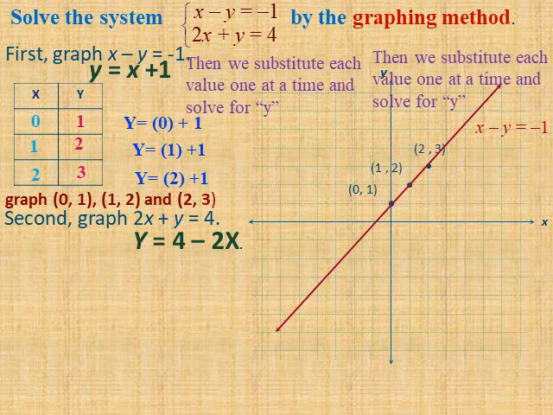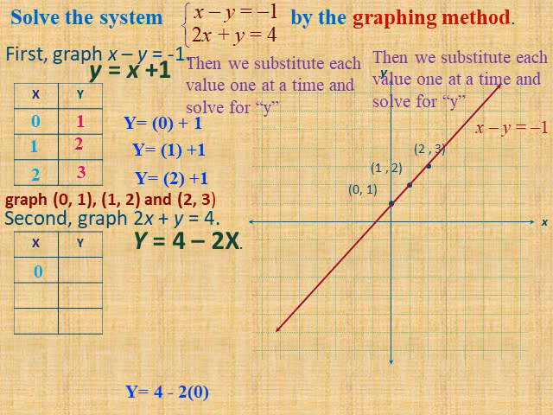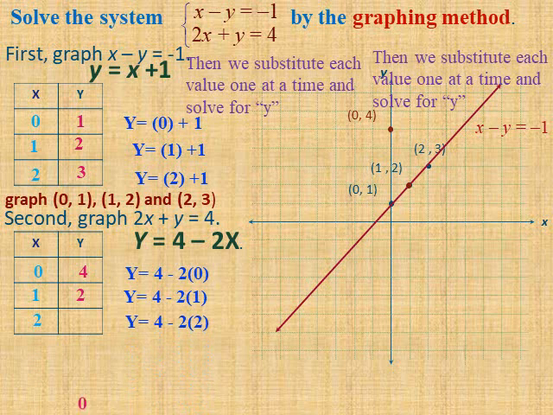Then start to find the value of y. When x equals 0, y equal 4 minus 0, which is 4. So the first point is (0, 4). Then for x equal 1, 4 minus 2 times 1 means 4 minus 2 equal 2, so it will be (1, 2). Then put x equal 2: 4 minus 2 times 2 means 4 minus 4 equals 0. So the third point is (2, 0).